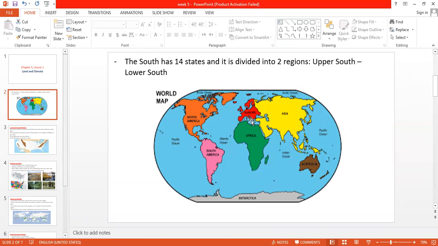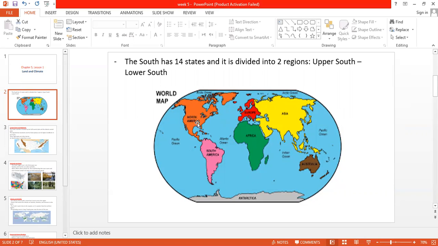Listen, if we check this map, you're gonna find here in the middle of the world, this is Europe, in red color, and south of Europe, this is Africa, and here on the east, this is Asia, and here on the west, this is North America and South America. In the south, we could find Australia, and here Antarctica. Okay. My lesson today is about South America.